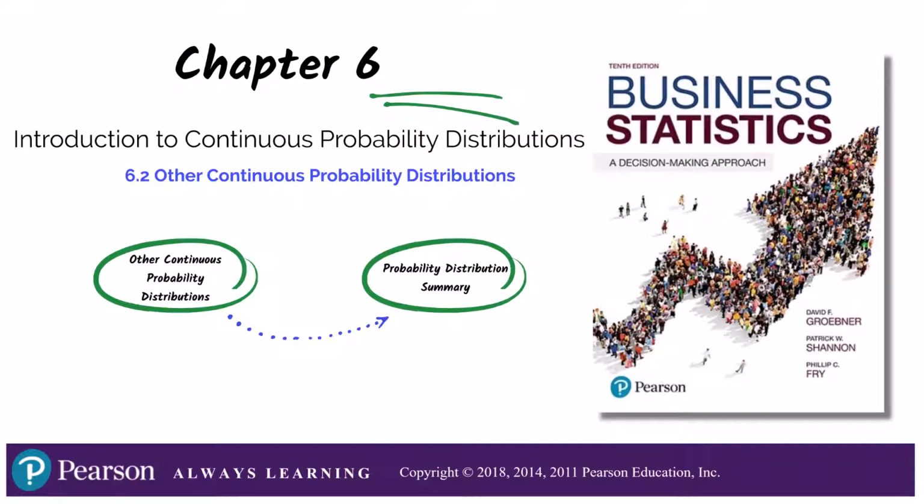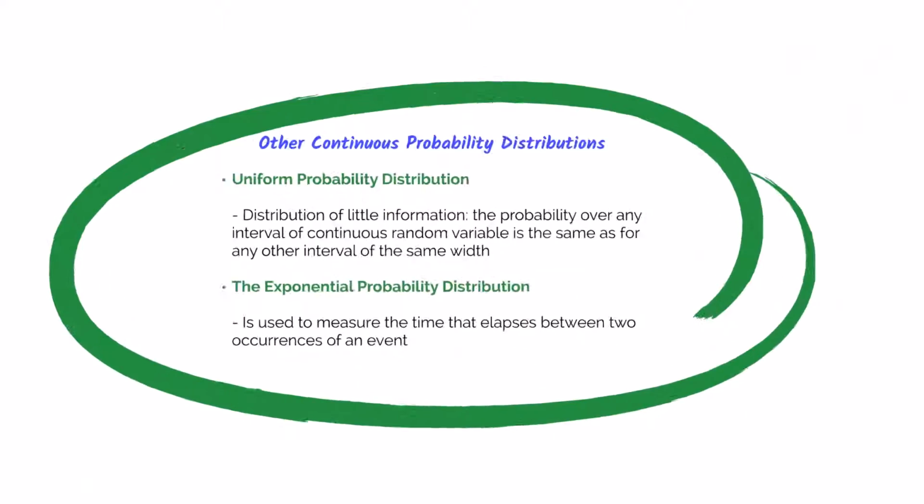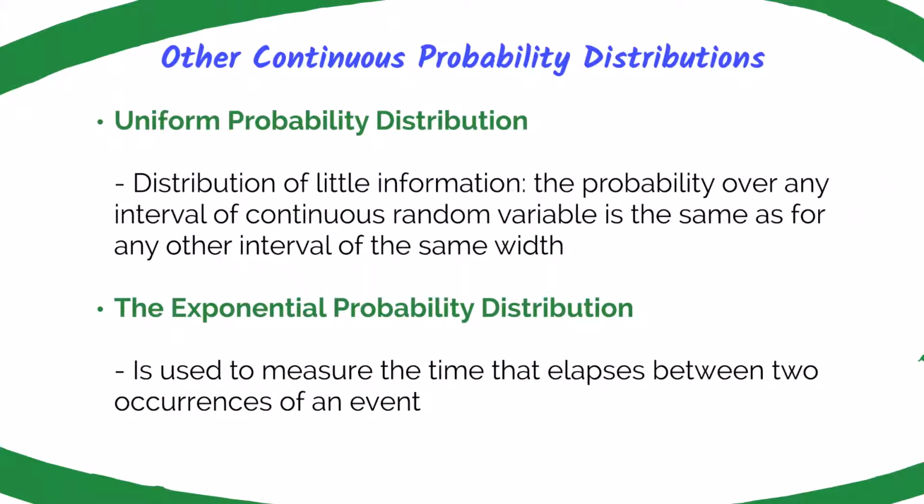Hey, welcome back everyone. So in this video, we're going to focus on the last learning outcome of the chapter, which covers other continuous probability distributions. We will focus primarily on the exponential probability distribution. So let's get started. In this section, there are two other continuous probability distributions that are discussed in the textbook. These are the uniform probability distribution and the exponential probability distribution.